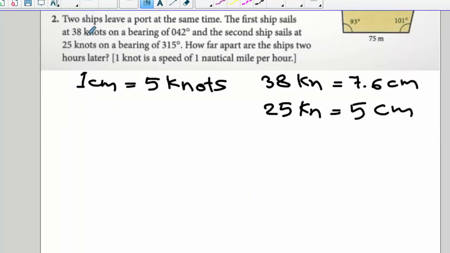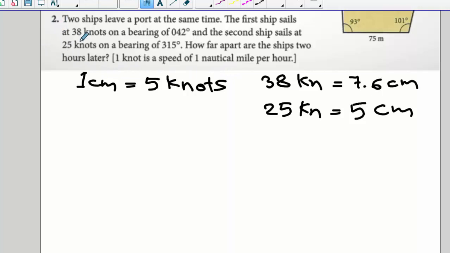Okay, question 2. Two ships leave a port at the same time. The first ship sails at 38 knots on a bearing of 42 degrees, and the second ship sails at 25 knots on a bearing of 315 degrees. How far apart are the ships 2 hours later? 1 knot is a speed of 1 nautical mile per hour.